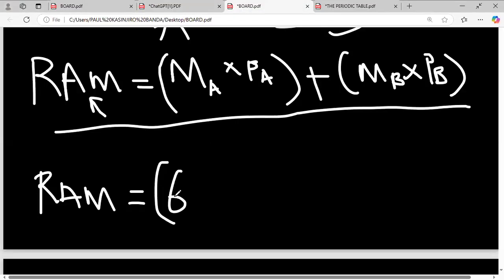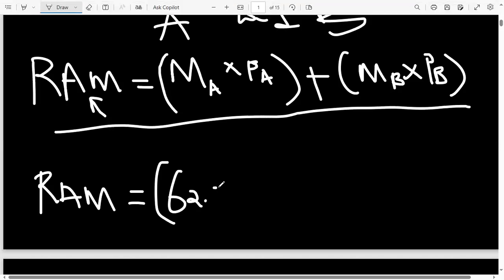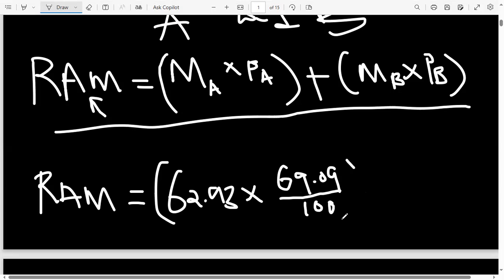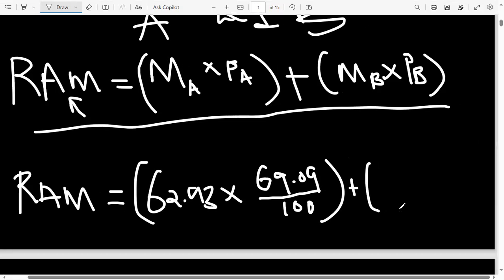Okay, so we are going to say 62.93 multiplied by the percentage for this guy, which was 69.09. So make sure that you divide your percentage by what? 100. Then you say close bracket, and then you say plus. The other one we had 64.93 multiplied by 30.91. So this 30.91 was the percentage, so we divide it by what?